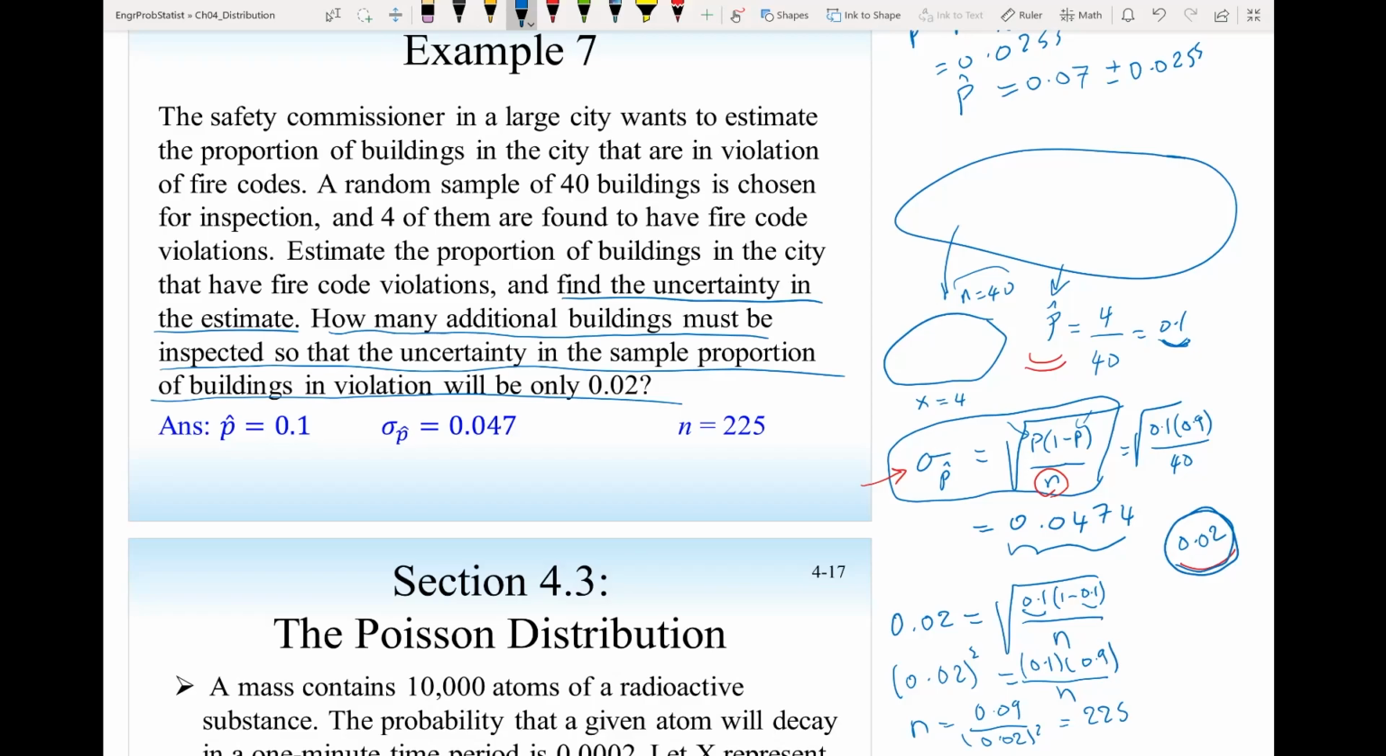Okay, I'll stop here and we will continue in the next video in section 4.3, which is the Poisson distribution.